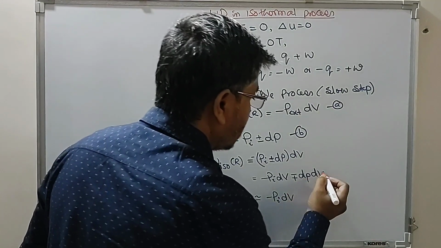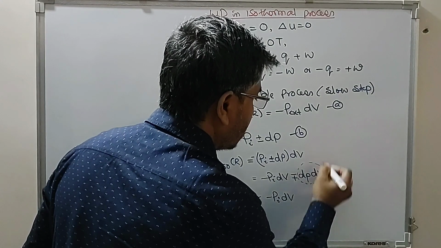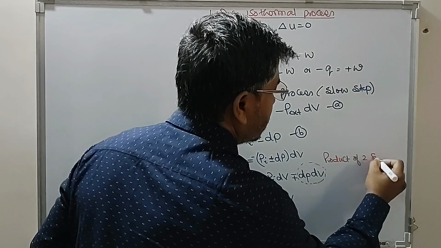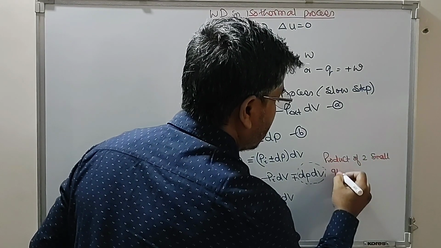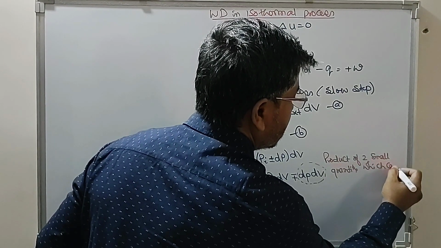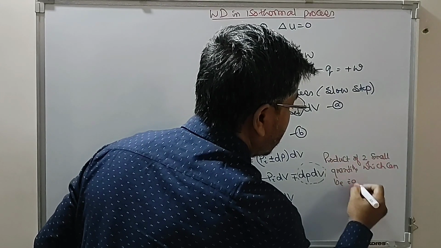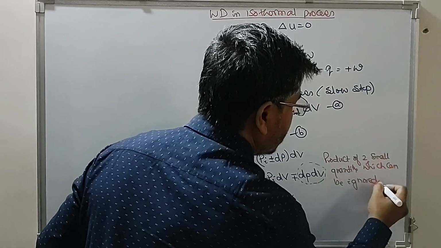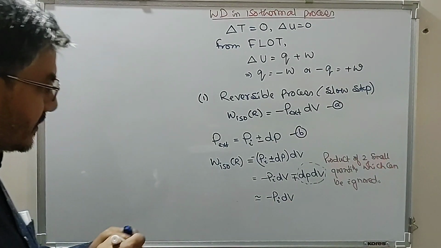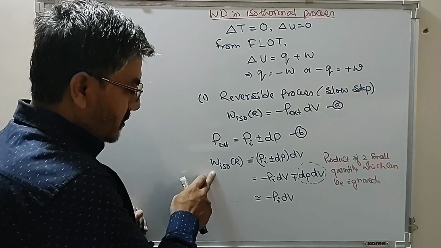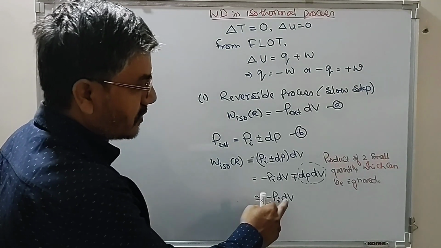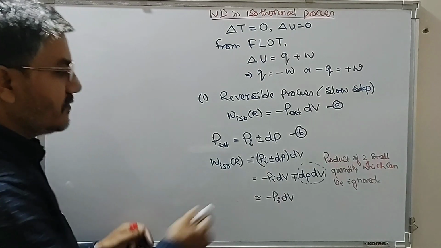So this is the product of two small quantities, which can be ignored. The product of two small quantities will be a much smaller quantity which can be easily ignored. So we can say work done isothermal reversible is approximately equal to minus internal pressure into change in volume. Now we will define this internal pressure.